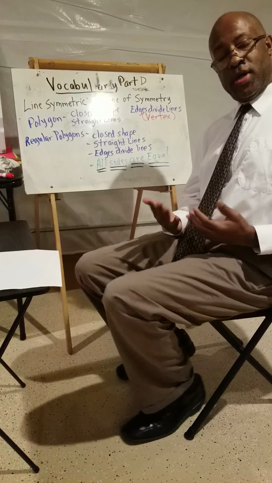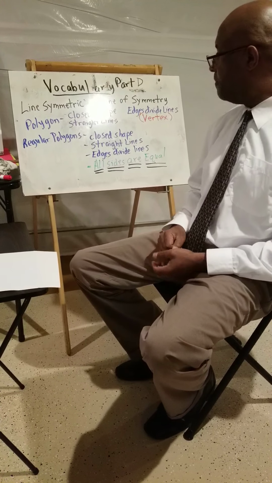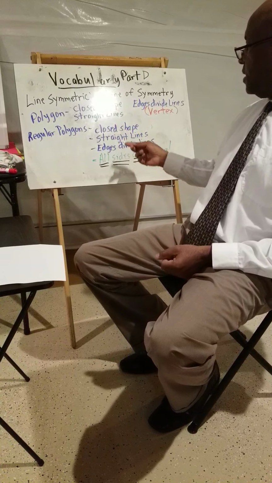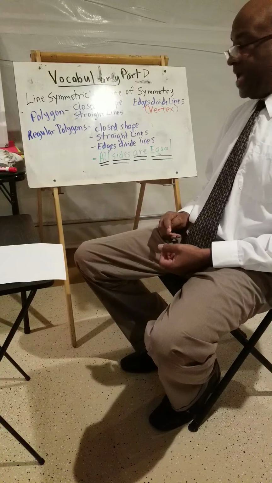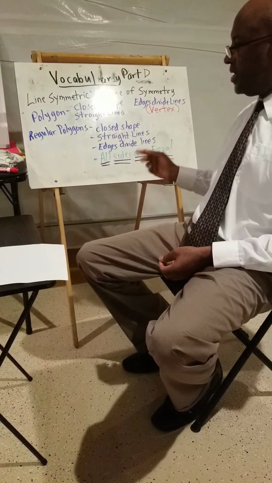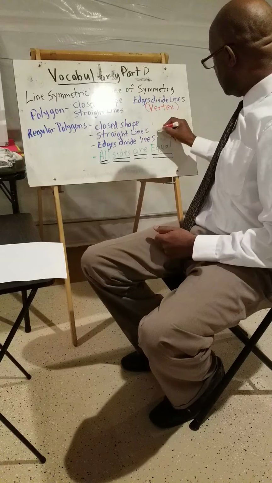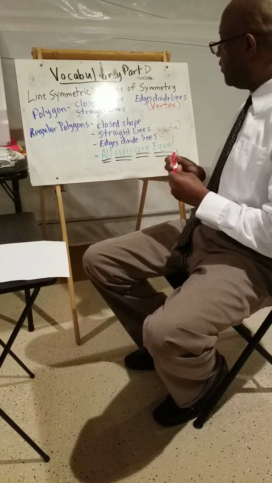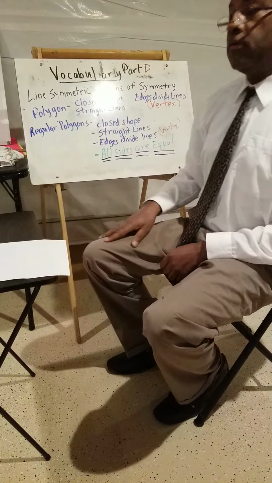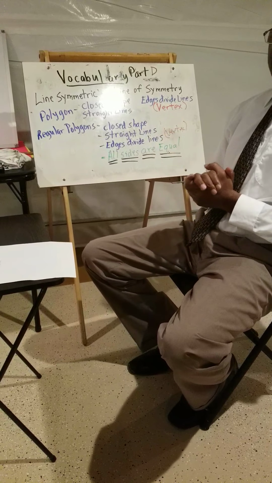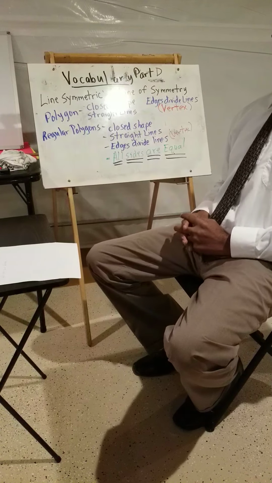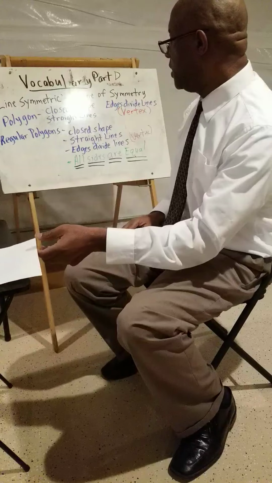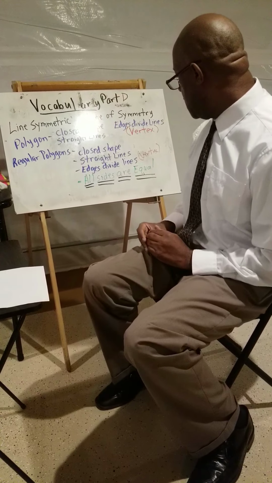And so what are the attributes, what are the characteristics of a regular polygon? Well, a regular polygon has a closed shape, it has straight lines, edges divide the lines, which is what? The vertex. So far, nothing has changed. So why are we calling it a regular polygon then? We call it a regular polygon because that shape, whatever it is, all the sides of that shape are equal. That's what makes a regular polygon so unique. All the sides of that shape are the same.